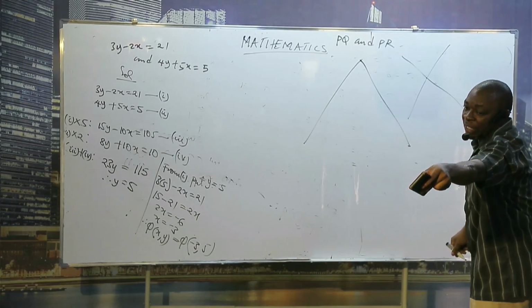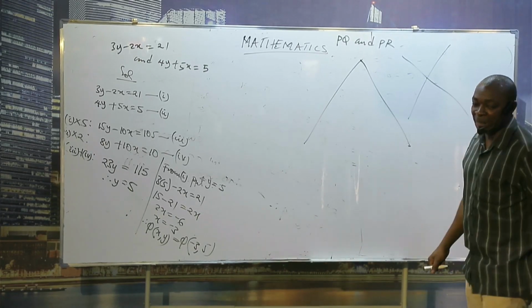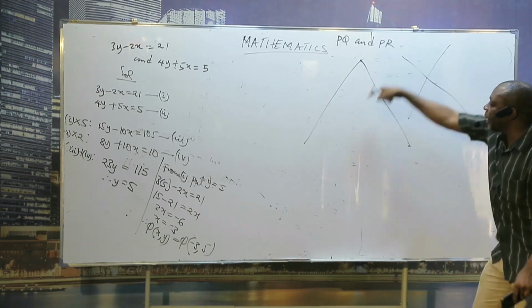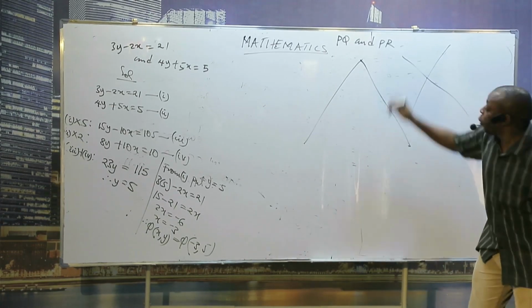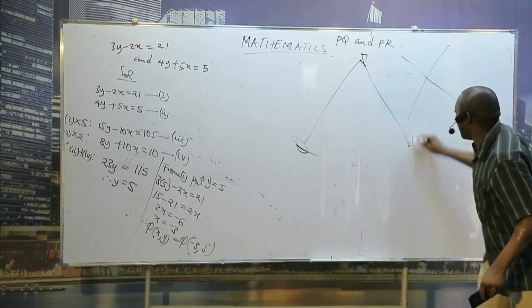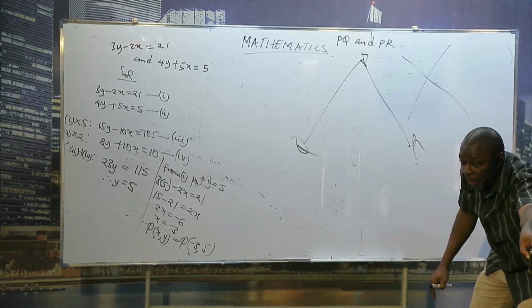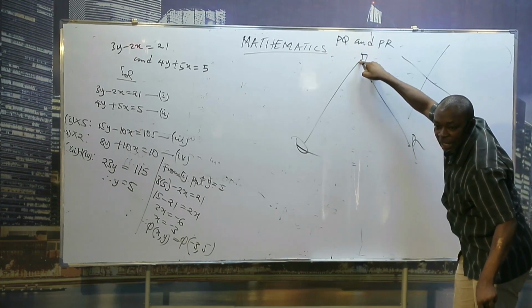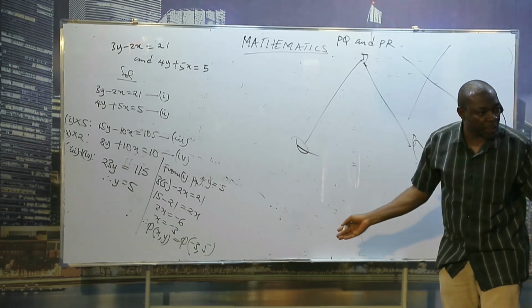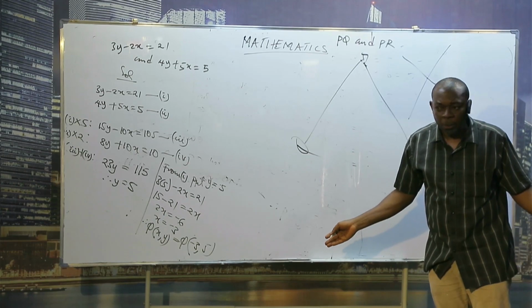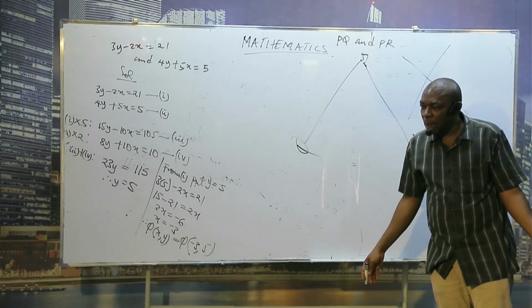What did they have in common? So what does it mean? What does it imply? It means that these two lines meet at where? P. And you say it's missing. What is missing?